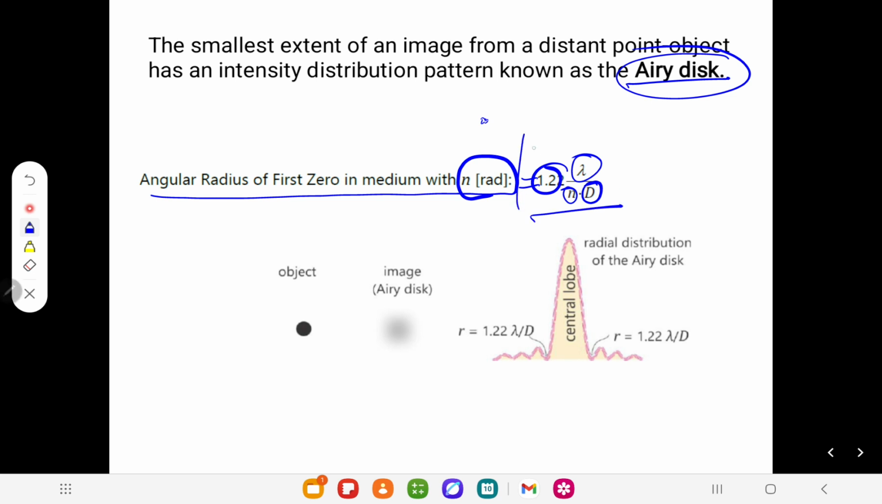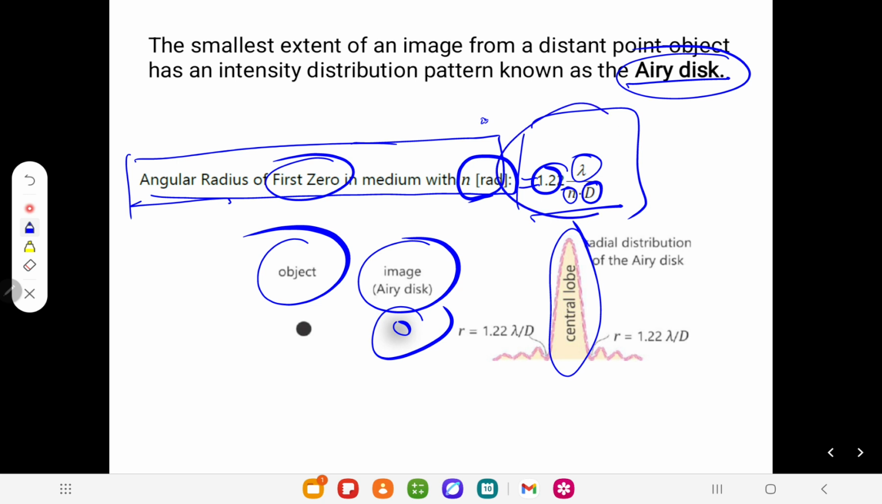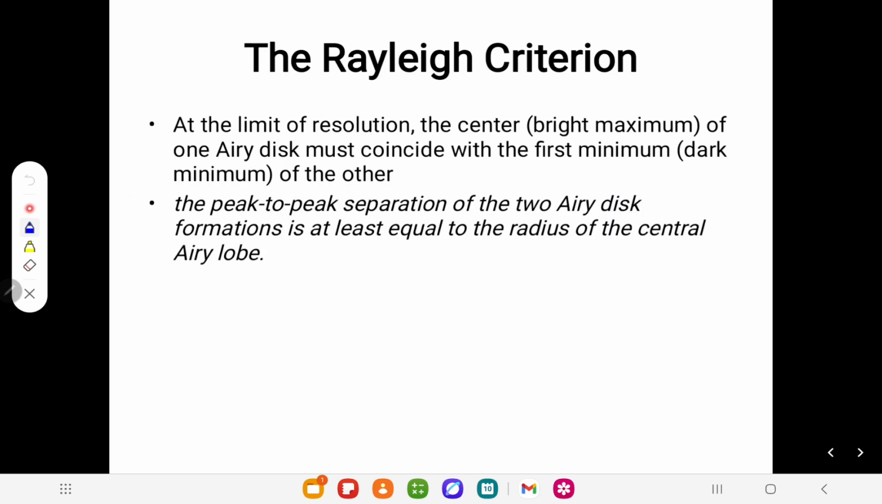So if the object is this, the image is an Airy disk with a brighter center, and the first zero in the medium. The angular radius formed by this can be calculated by this formula: 1.22 lambda, the wavelength, divided by n times D. There are other criteria too, like Nyquist theory, which are based on the spacing between the photoreceptors and the macula. But we will cover that in another video.